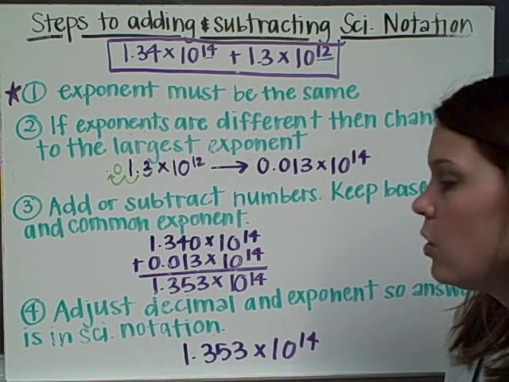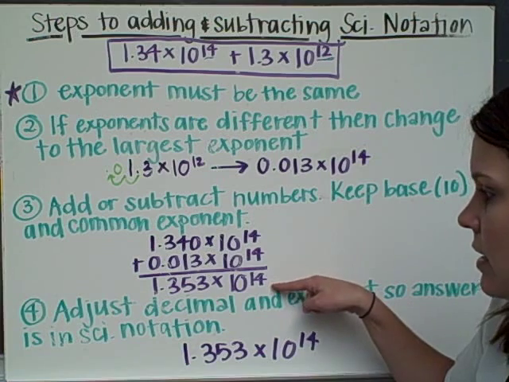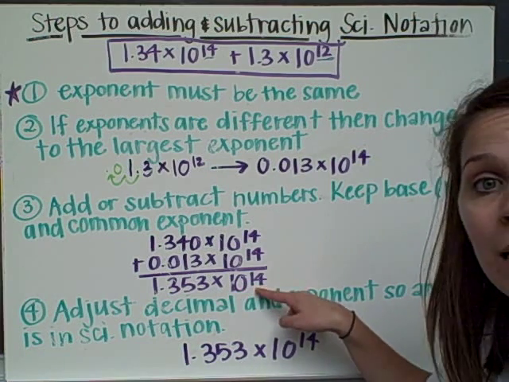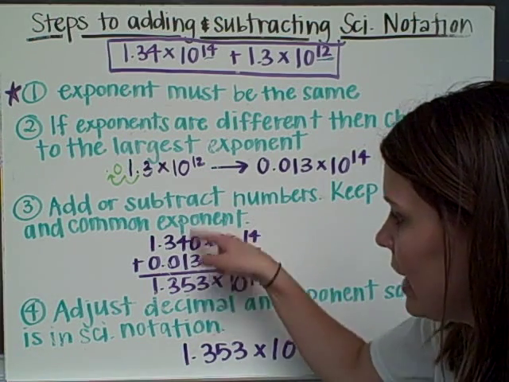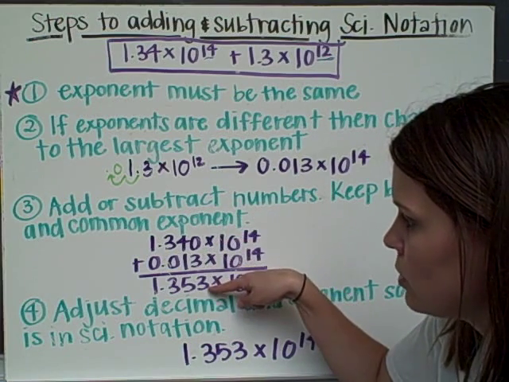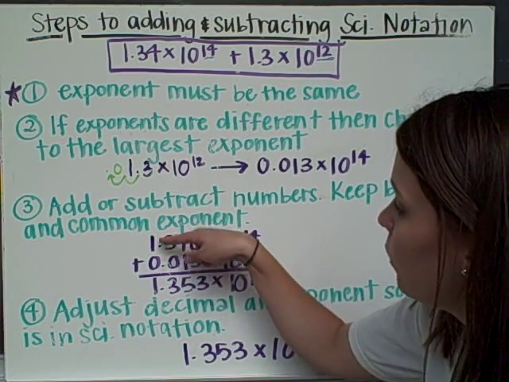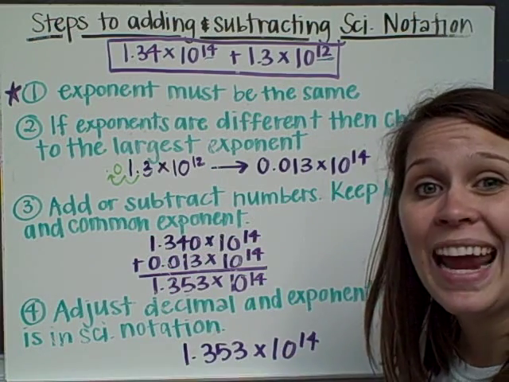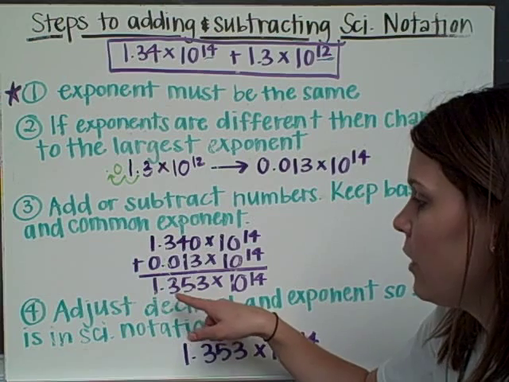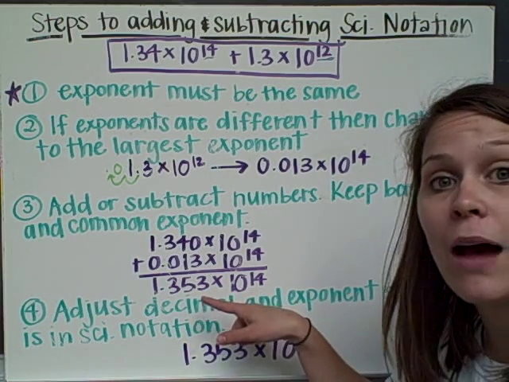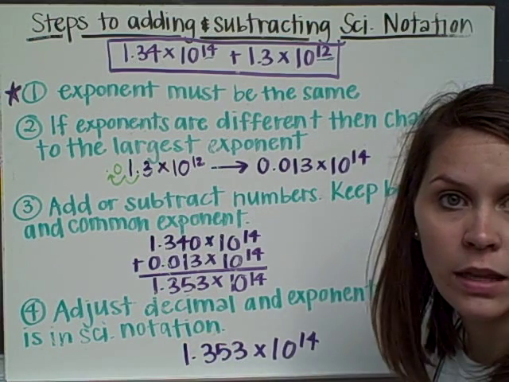Now when you add, you keep the base 10 the same. So we just rewrite the times 10 to the 14th, and then we add straight down. So 0 plus 3 is 3, 0 plus 4 is 4, 3 plus 0 is 3, and 1 plus 0 is 1. So my answer would be 1.353 times 10 to the 14th.